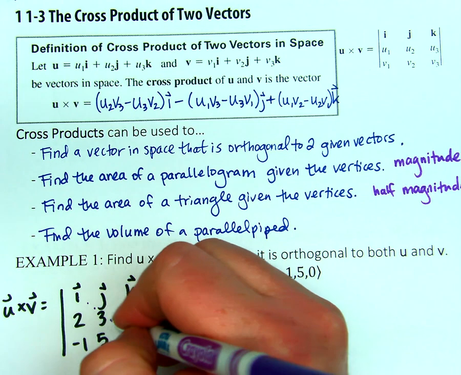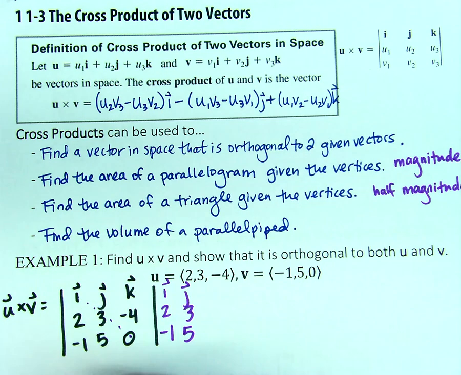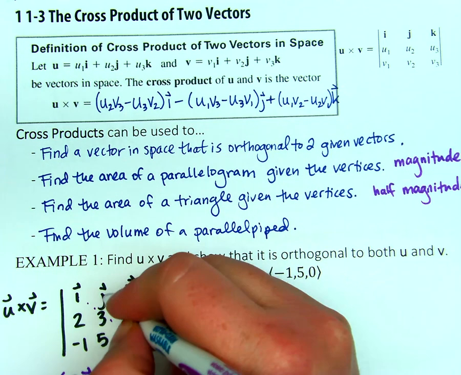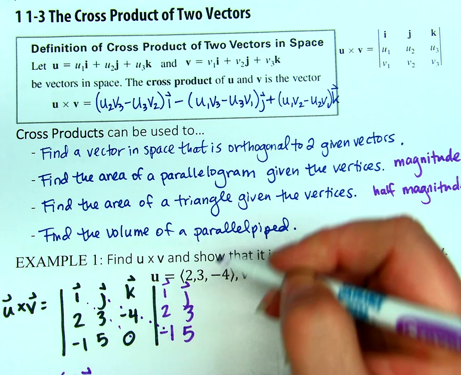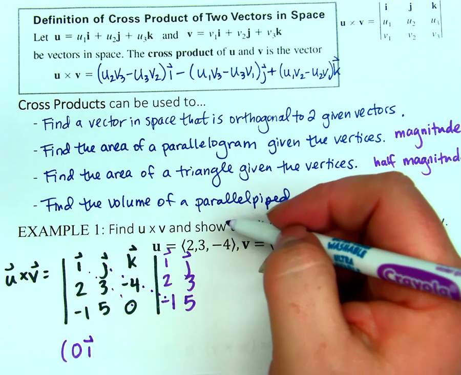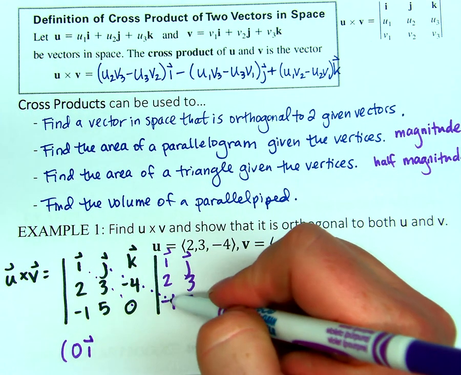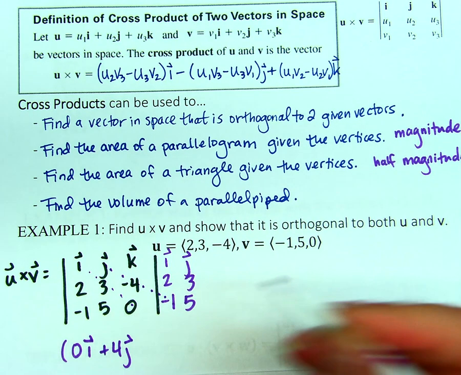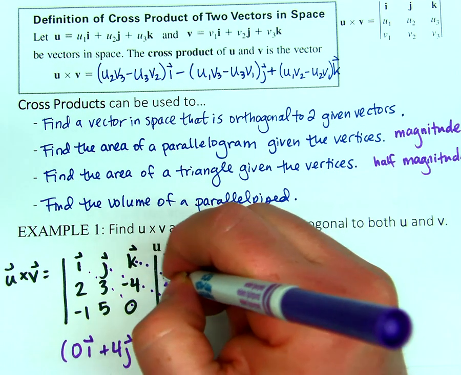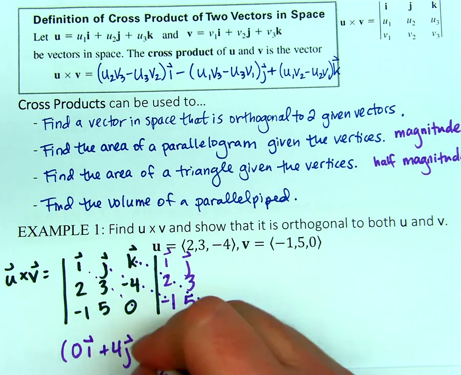So this one is i times 3 times 0. So I get 0 in the i direction. And then I'm going to multiply these, j times negative 4 times negative 1. Oh, hi. There, is that better? You can see it now. j times negative 4 times negative 1 is just 4j. And then k times 2 times 5 is just 10k.